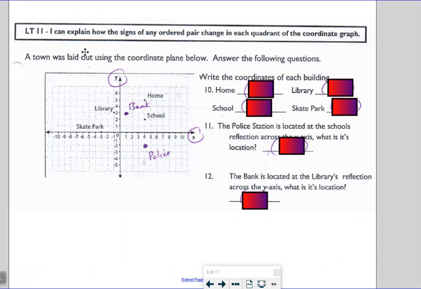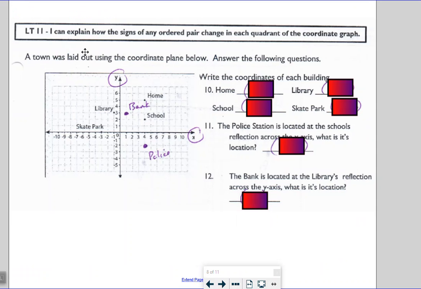The second part of this was heavy on the coordinate plane. This is a big part of your test here. So it was very heavy on coordinate plane, plotting coordinates, reflecting them across axes, distance between points, things like that. So pay attention because this is a good chunk of your test. All right, in numbers 10, 11, and 12, the town was laid out using this coordinate plane below.